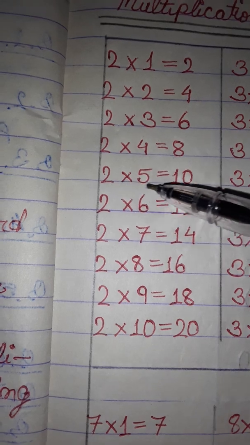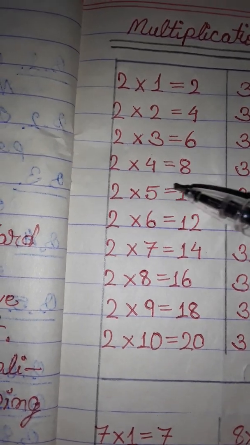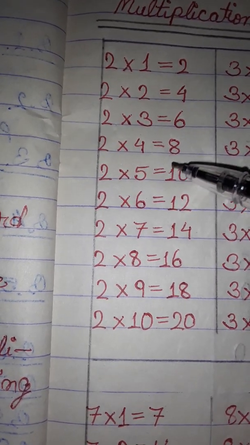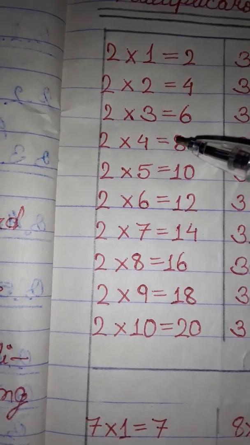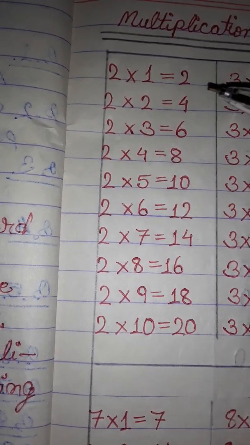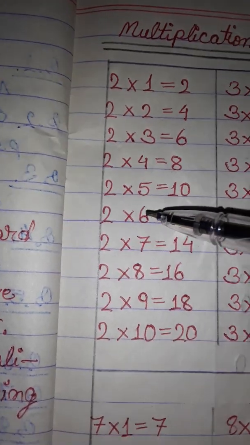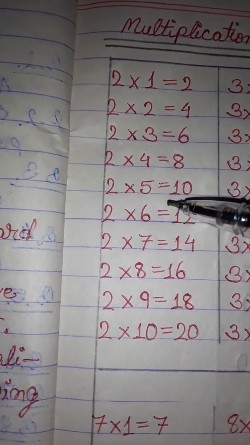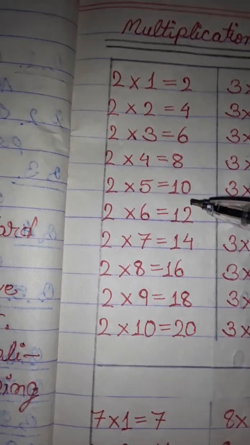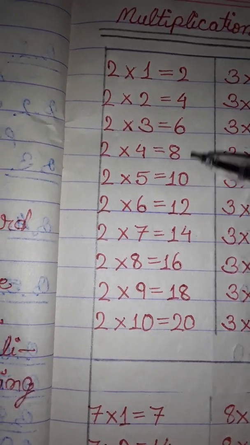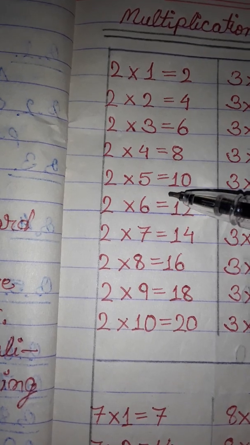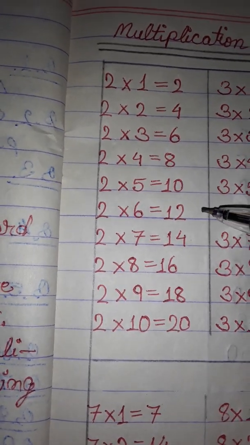So the next one is 2 into 5. For the answer of 2 into 5, you have to just do the same process. You have to just add 8 plus 2, or you can add 2 plus 8. Both are the same. So the answer will come as 10. Now next go to 2 into 6. The answer will be 12. But how did it come? For that you have to just add 10 plus 2 or 2 plus 10. The answer will come as 12.